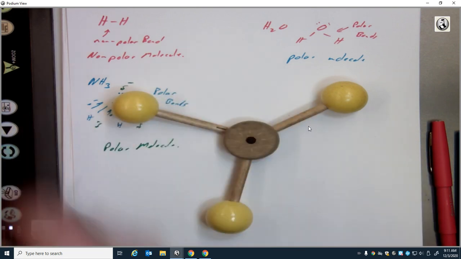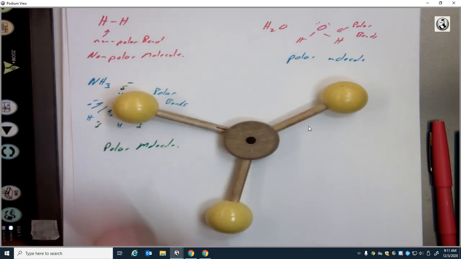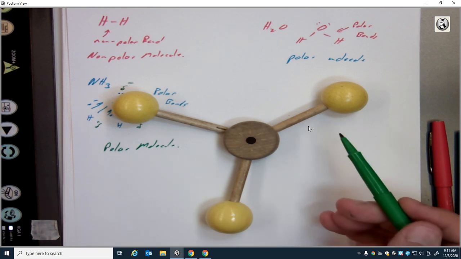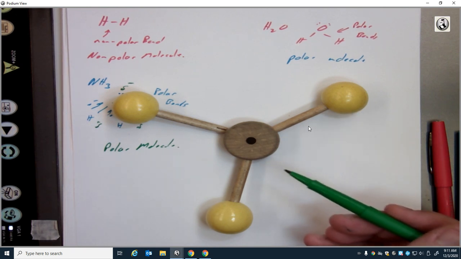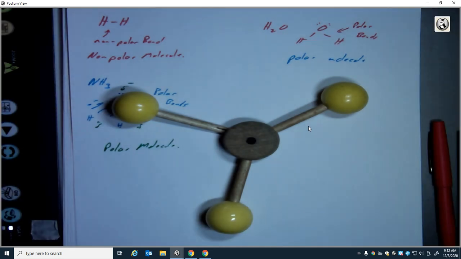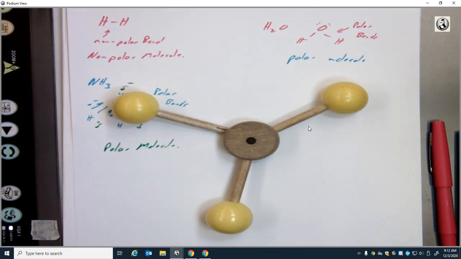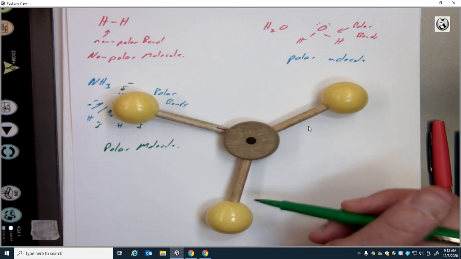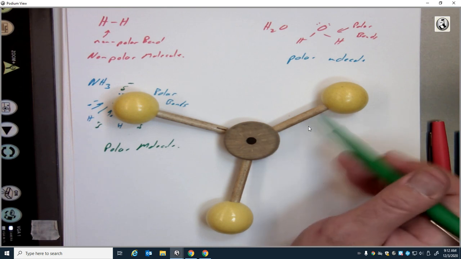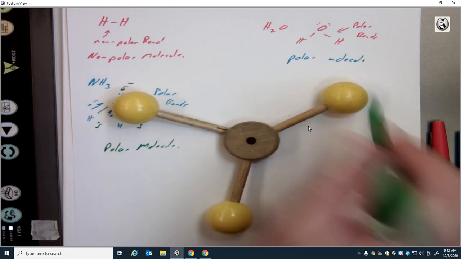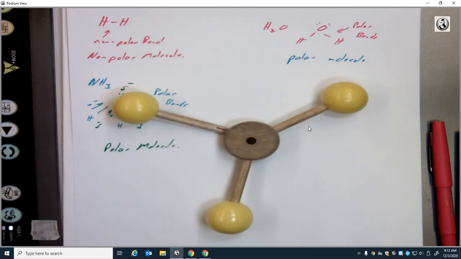So now, my question would be, is this a polar molecule or a non-polar molecule? So let's say that this is sulfur and hydrogen, say. So we have polar bonds. The electrons are pulled here towards this central atom. So we have polar bonds. Is this a polar molecule?